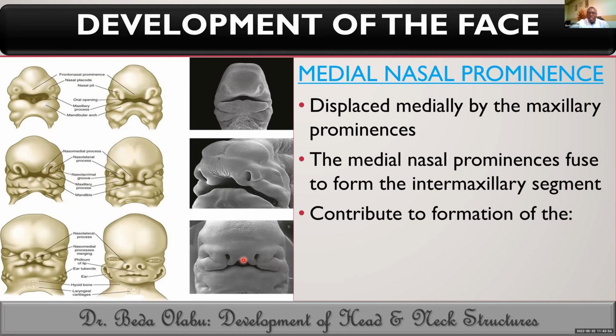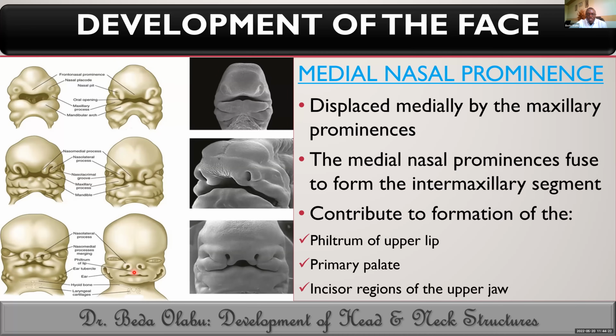The intermaxillary segment contributes to formation of the following. One, the philtrum of the upper lip. Now the philtrum is that groove in the upper lip. That groove that is on your upper lip is what we call the philtrum. It forms that one. It also contributes to formation of what you call the primary palate. We are going to talk about that shortly. And it contributes to the formation of the incisor region of the upper jaw.